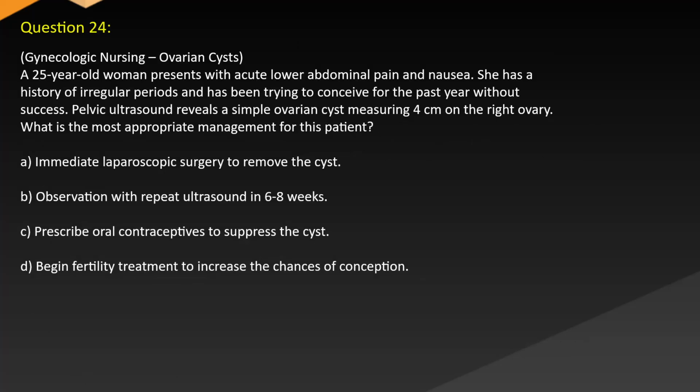Question 24. Gynecologic nursing. Ovarian cysts. A 25-year-old woman presents with acute lower abdominal pain and nausea. She has a history of irregular periods and has been trying to conceive for the past year without success. Pelvic ultrasound reveals a simple ovarian cyst measuring 4 centimeters on the right ovary. What is the most appropriate management for this patient?